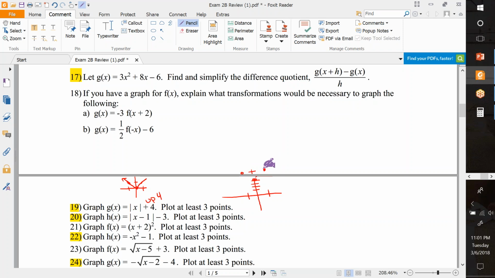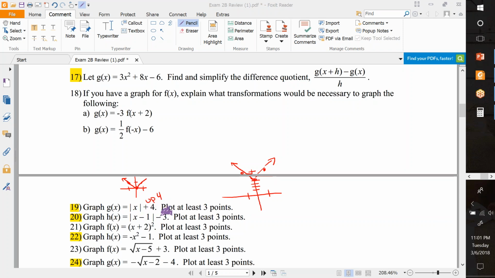And then we graph the V shape. It doesn't like that there's a page break there. So you're just moving that graph up 4 points from its original location. Is that okay for number 19? Because that one is kind of a building block for number 20. Are we okay with that?